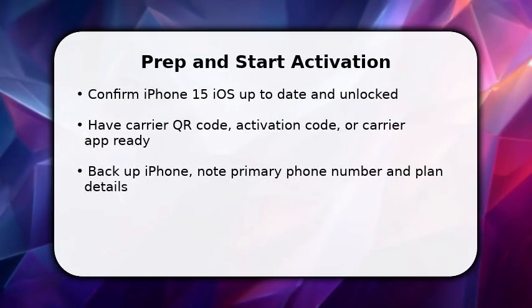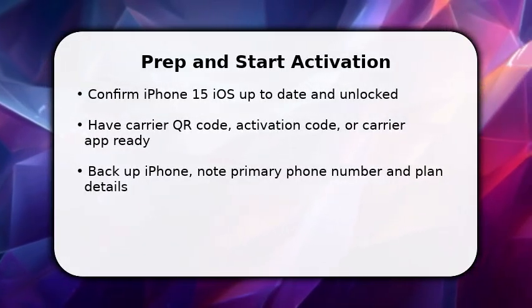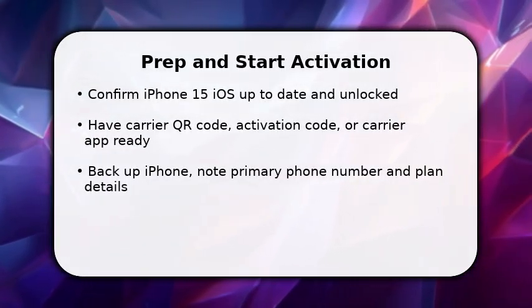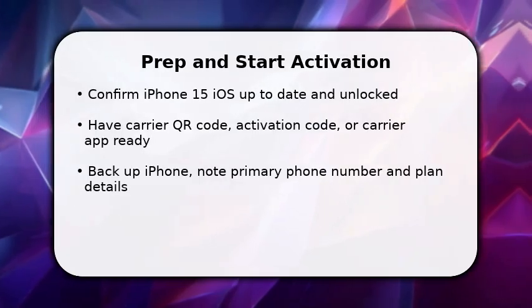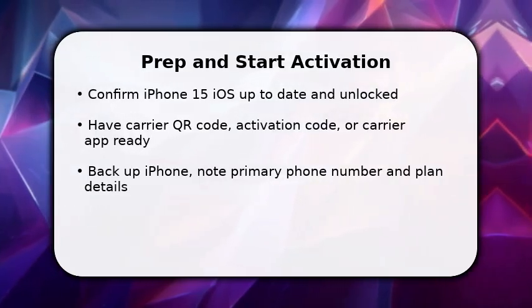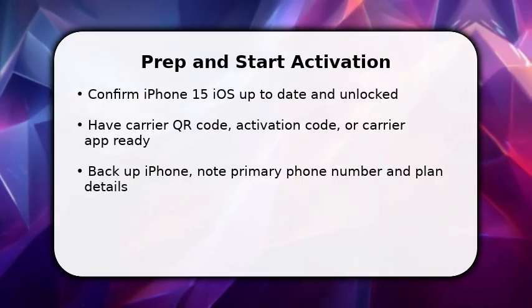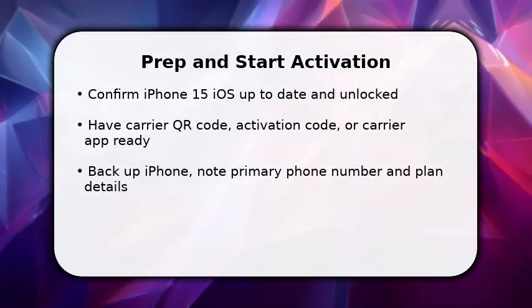You begin by confirming prerequisites. Update iPhone 15 to the latest iOS and ensure the device is unlocked by your carrier. Once done, open Settings and tap Cellular. This is where eSIM lives.